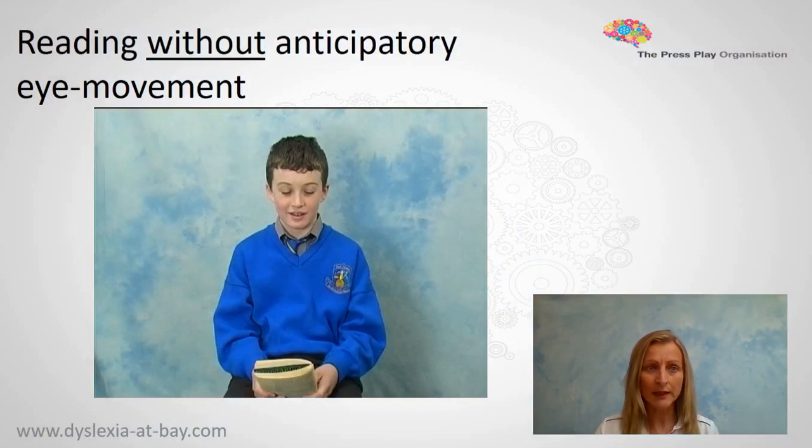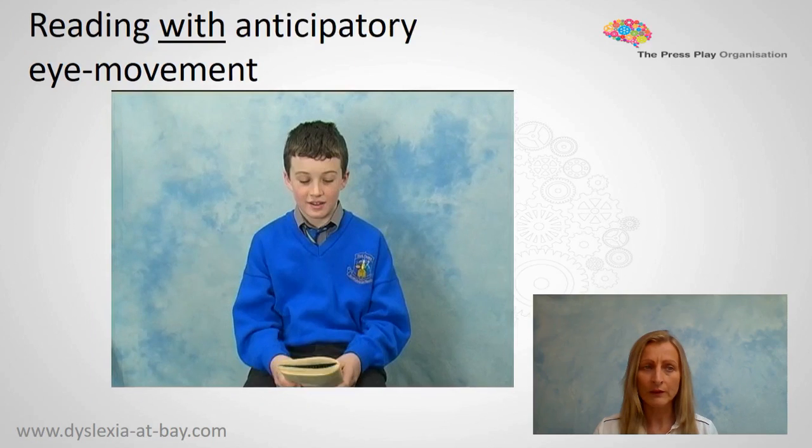It's quite interesting, isn't it? So just by changing the eye movement, it changes the reading completely, and obviously it affects comprehension because it's not quite as easy to follow what is happening in the story. Now Dylan will read the same story with anticipatory eye movement.